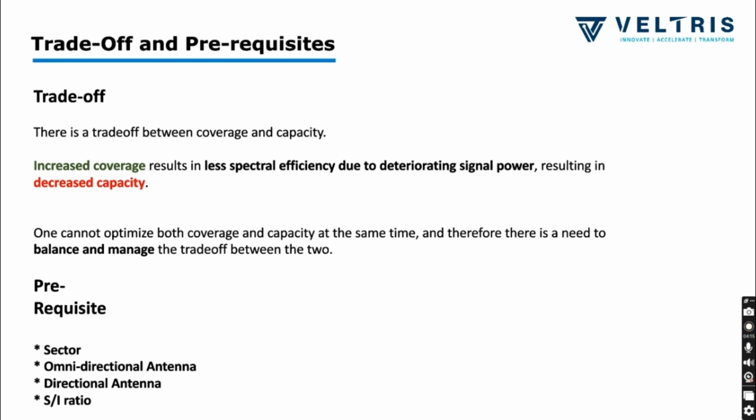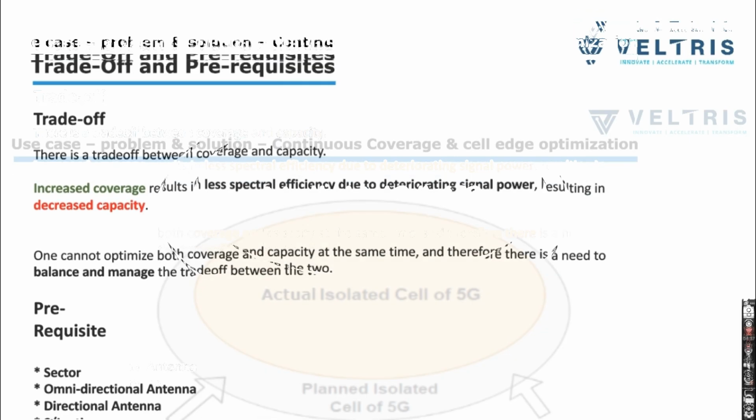There is a trade-off between coverage and capacity. Typically, increasing the coverage results in less spectral efficiency due to deteriorating signal power, resulting in less capacity. We cannot optimize both coverage and capacity at the same time. Therefore, there is a need to balance and manage this trade-off between the two.